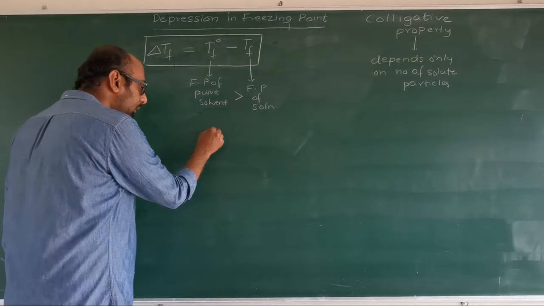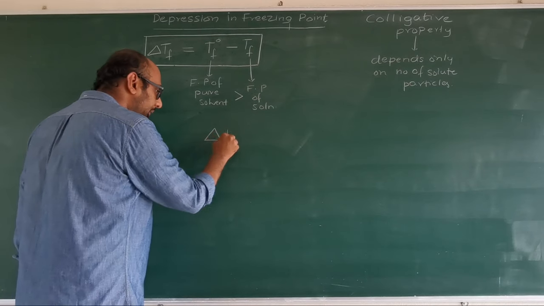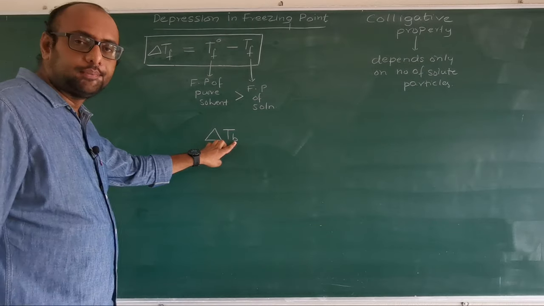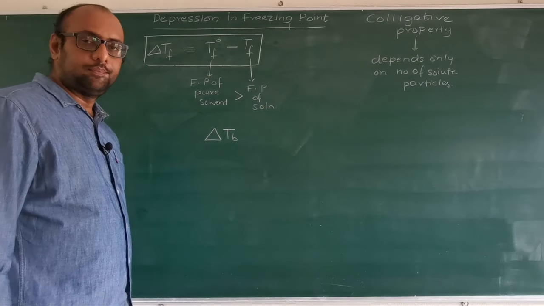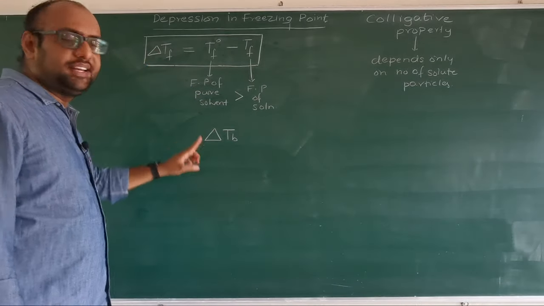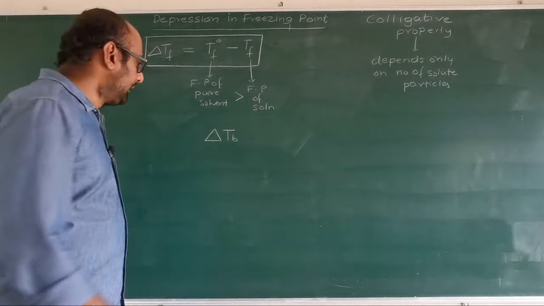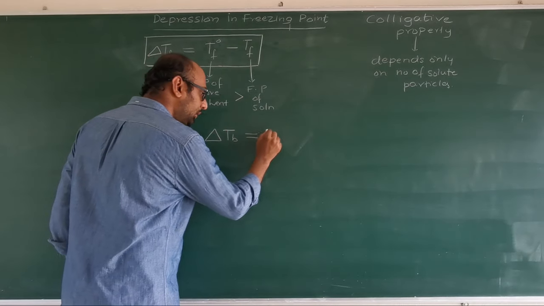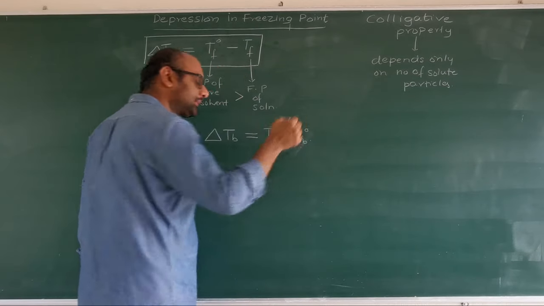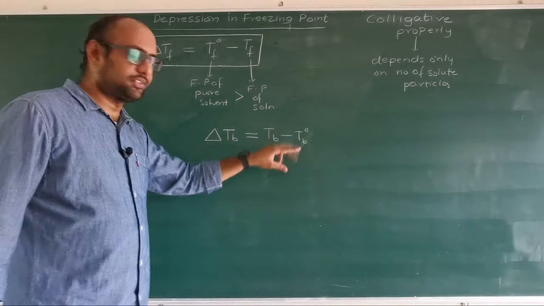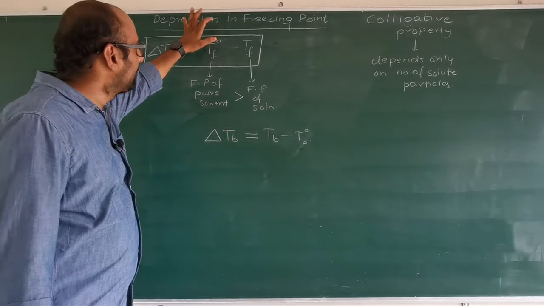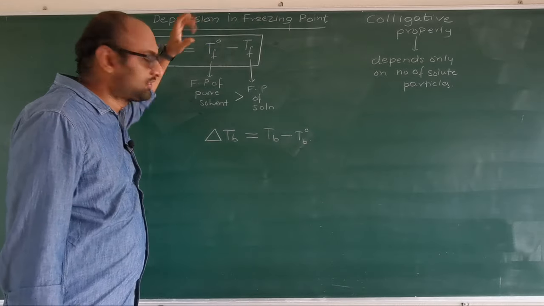Yesterday you studied about elevation in boiling point. It was given by delta Tb. Here B stands for boiling point, here F stands for freezing point. Delta Tb is elevation in boiling point, delta Tf is depression in freezing point. Yesterday you studied that delta Tb is equal to Tb minus Tb naught. It is just reversed. Here Tb naught is coming in the second order, here Tf naught is coming in the first order.